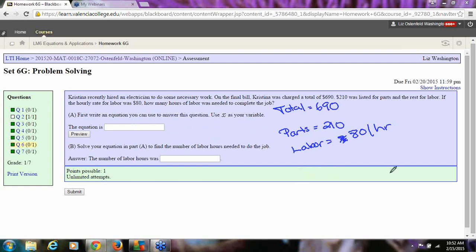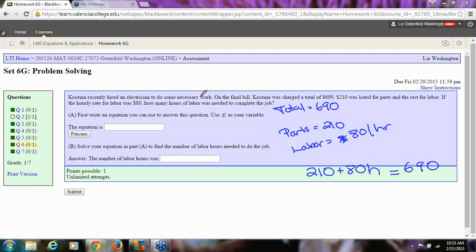Okay, well, if it cost her $210 in parts plus $80, and I'm just going to use H for hour, even though it's telling me to use X. I think H for hour makes more sense. It's going to equal a total of $690. Did that make sense? That's our equation.